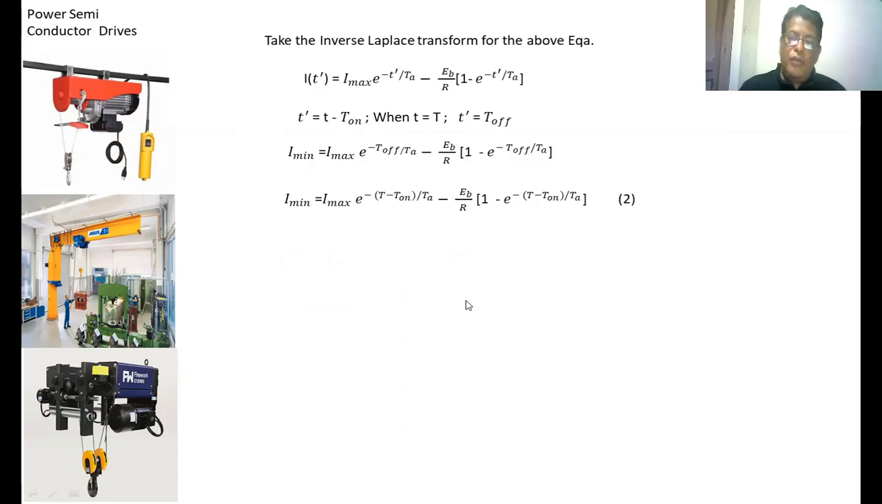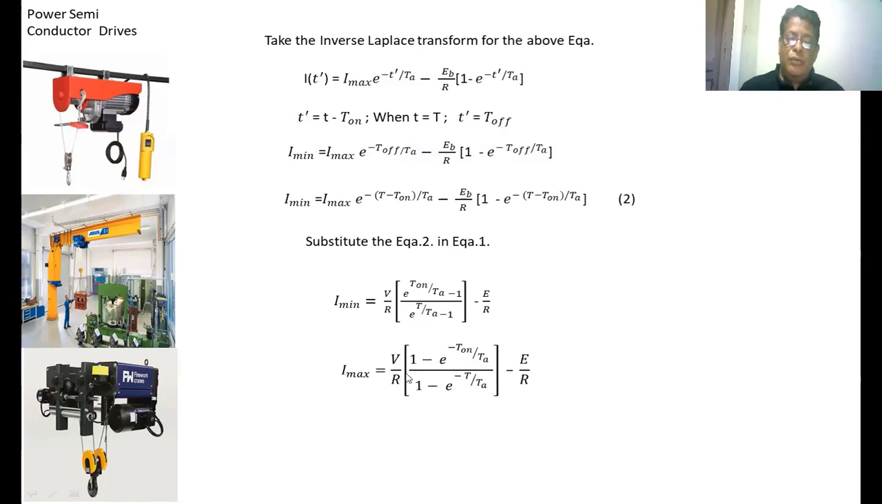Now we got one equation when the switch is in the on condition. This is the second equation. Both equations are in terms of I maximum and I minimum. So by means of these two equations, if you solve for I maximum and I minimum, you get I minimum equal to V by R into e to the power of T on by Ta minus 1 divided by e to the power of T by Ta minus 1, minus E by R. I maximum equal to V by R into 1 minus e to the power of minus T on by Ta divided by 1 minus e to the power of minus T by Ta, minus E by R.